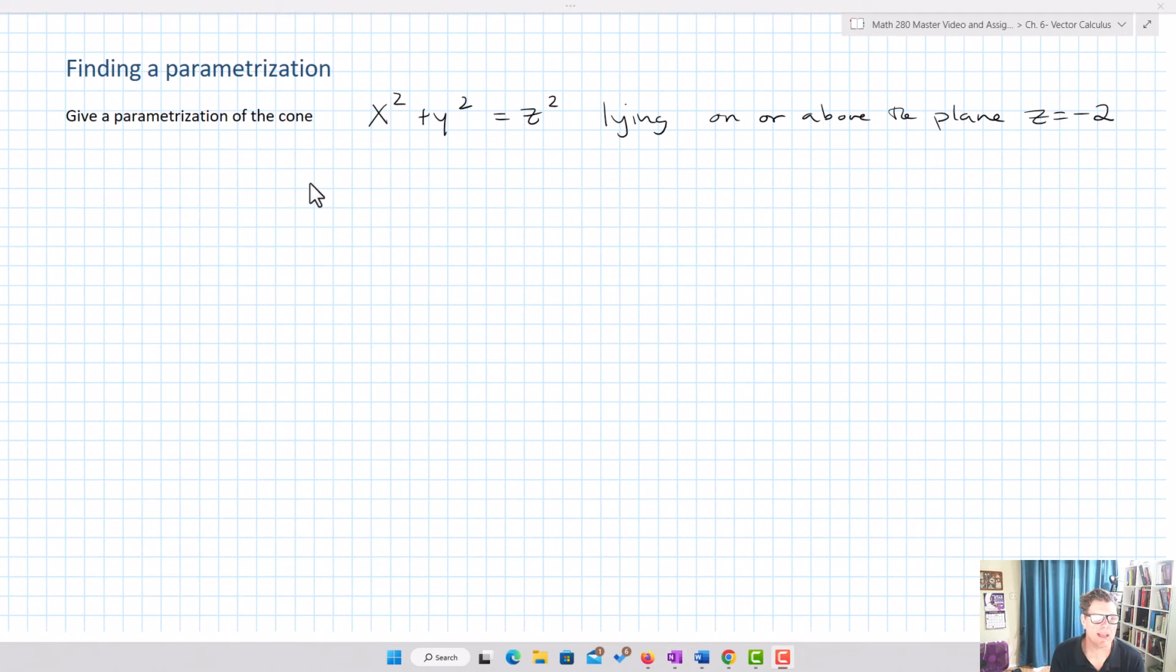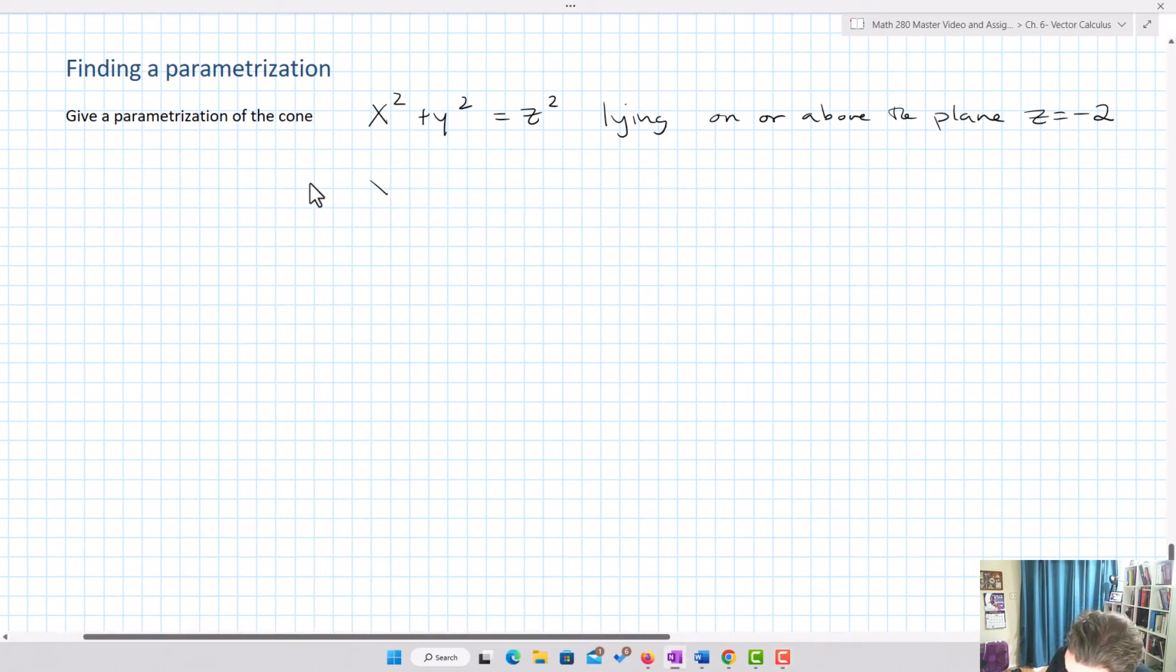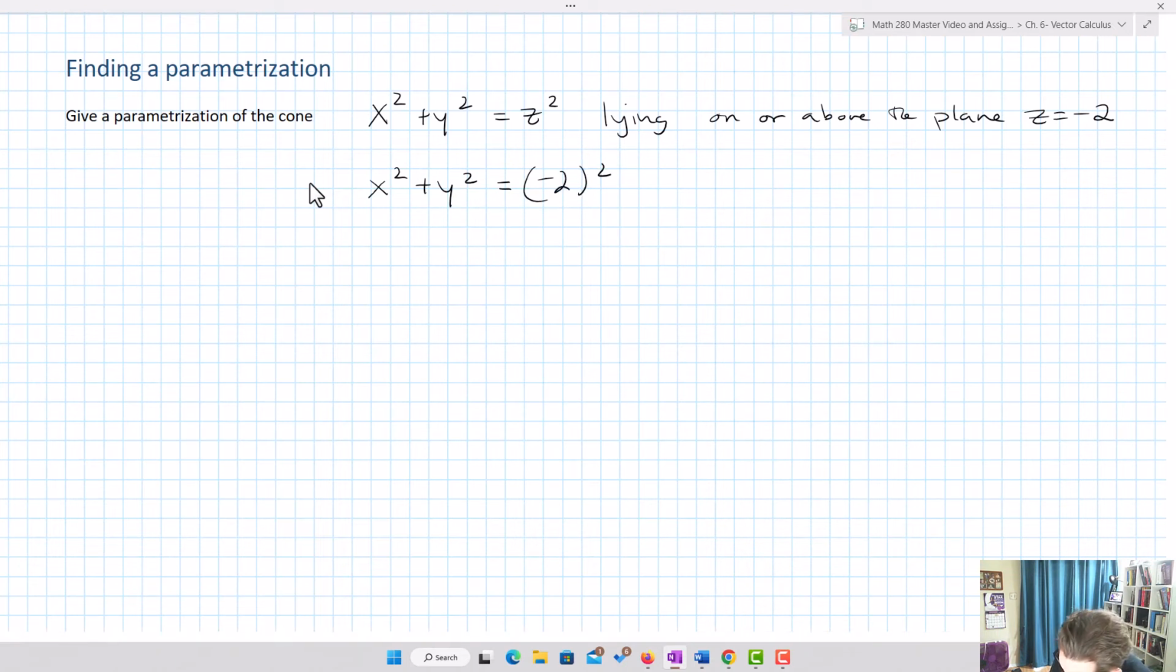All right, let's suppose we want to find a parametrization now. What we're given is a curve or a surface, and we want to find that parametrization. So let's say, for example, I want to find the parametrization for the cone x squared plus y squared equals z squared lying on or above the plane z equals -2. So one thing I'm going to notice, let's say, for example, I plug in -2. I get x squared plus y squared equals -2 squared, which is x squared plus y squared equals 4. Makes sense that that's going to be a circle of radius 2, and it's going to be on the plane z equals -2.